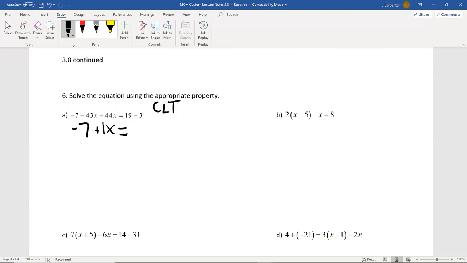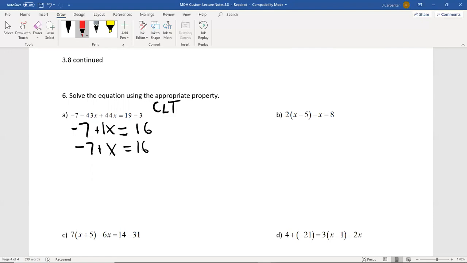Now, on the right side, so now we're just focusing on this, 19 minus 3 is combinable. Those are like terms. 19 minus 3 is 16. So again, I'm just going to rewrite this. Negative 7 plus x. I don't really need to see the 1 equals 16. Now, there's no more like terms on the left. There's no more like terms on the right.